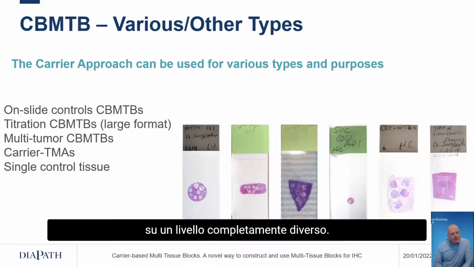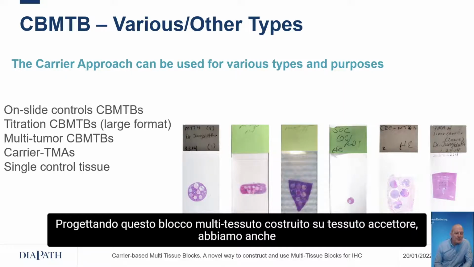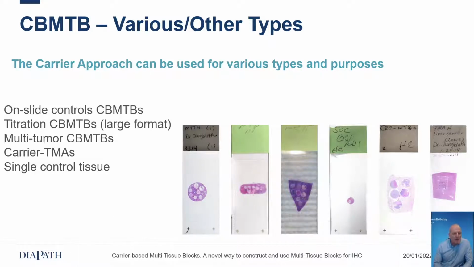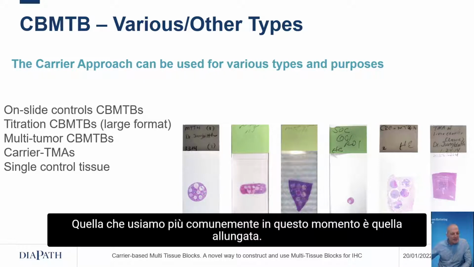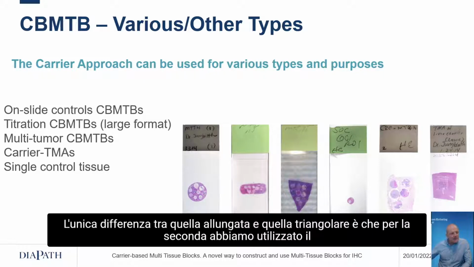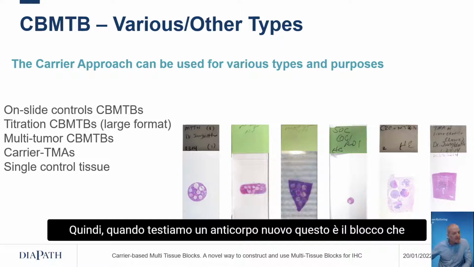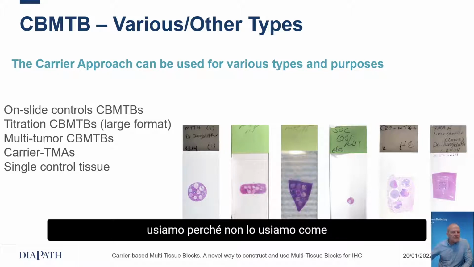In the course of doing these carrier-based multi-tissue blocks, we also developed other multi-tissue block shapes. The one we most commonly use right now is this one. The only difference between this one and this one is that we leave the spleen just as it is. Why? Because this is our go-to multi-tissue block when we test a novel antibody. We don't use it as an on-slide control, so we can use the space of the whole slide in order to test a new antibody.